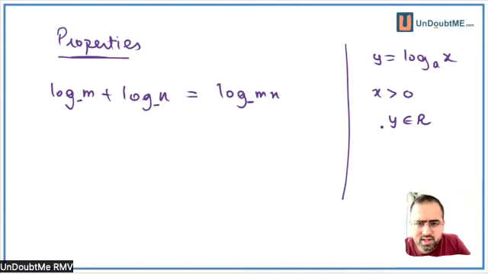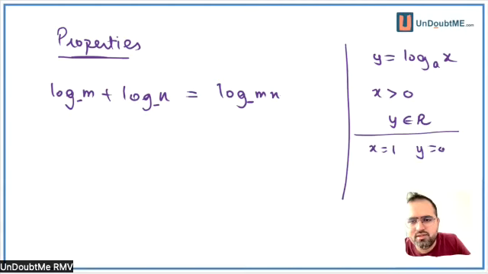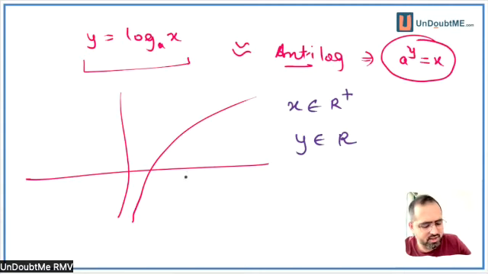Can anyone tell me when the value of log is 0? When x is 1. Okay, so at x equal to 1, y will be 0. So this is also a noteworthy point. It can be observed in the graph also. This point is (1, 0). For all the graphs, it will be the same.